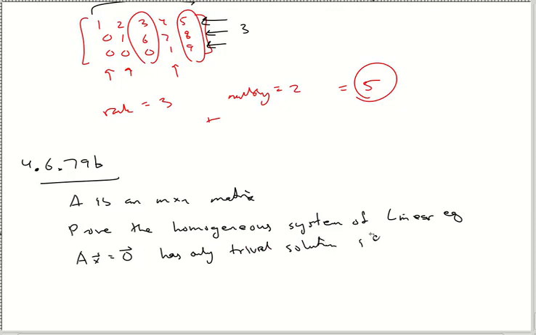If and only if, there's a key little thing we're going to have to look out for, the columns of A are linearly independent. Okay, let's talk about this.